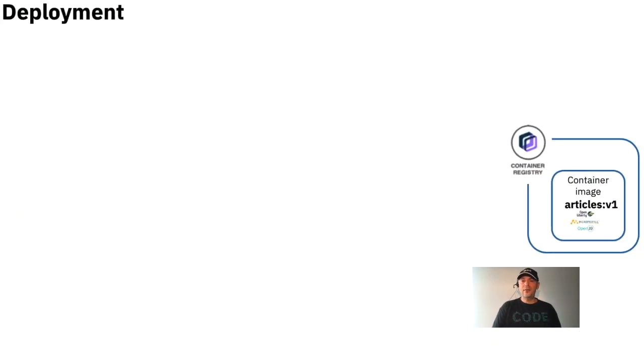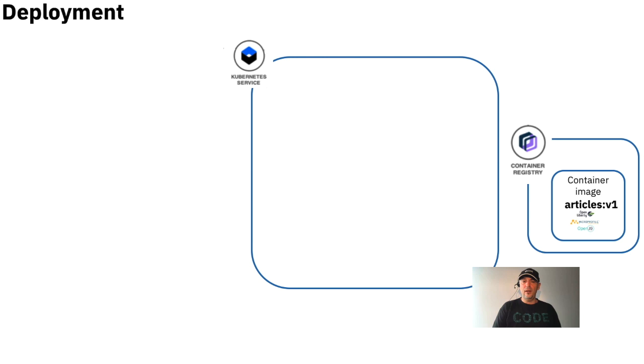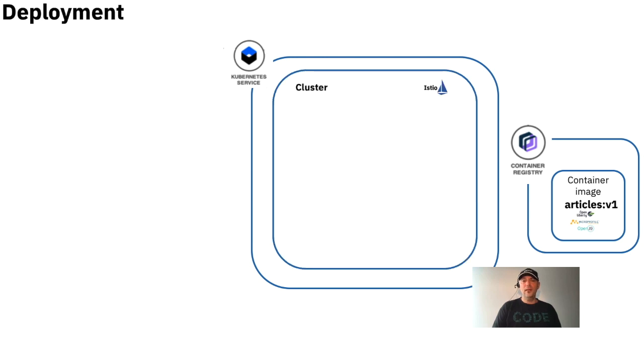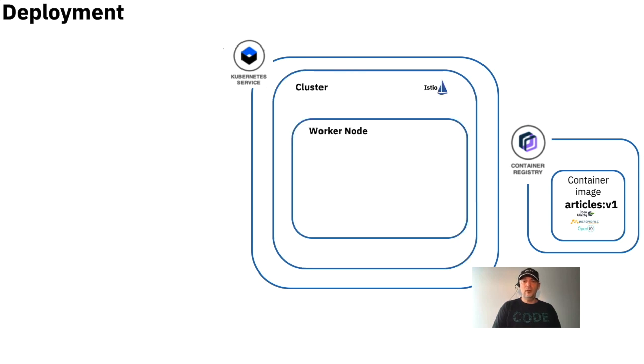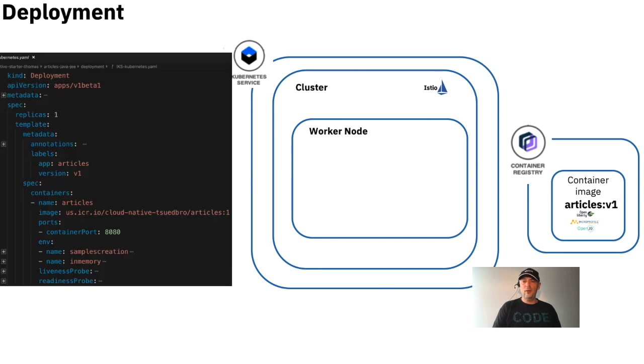Let us have first a simplified view at what we need for the deployment and what we already have in place. We have an existing articles container image in the IBM container registry. We have a Kubernetes service on IBM Cloud. We're using a free cluster with one worker node. Now take a closer look at the deployment section in our YAML file.